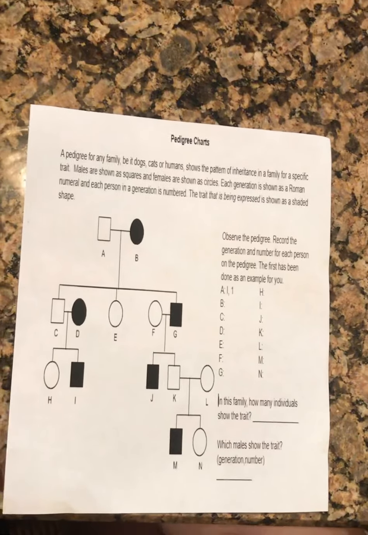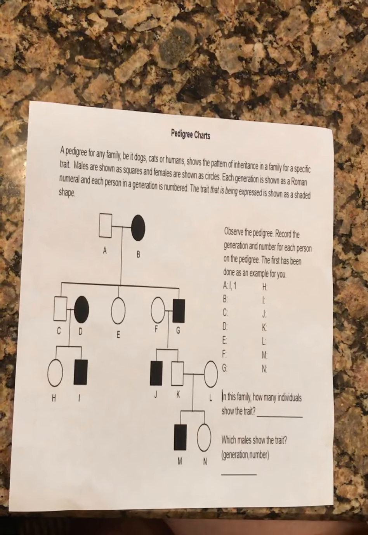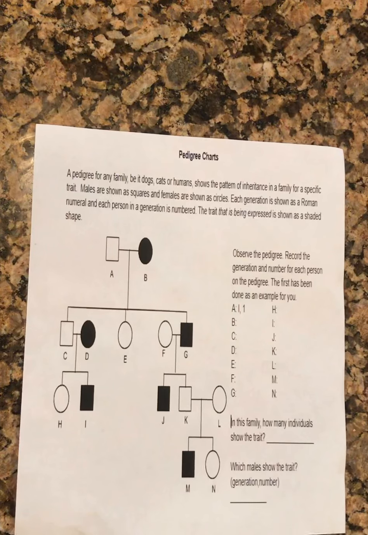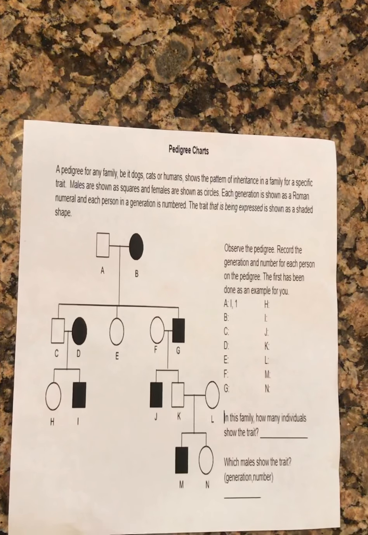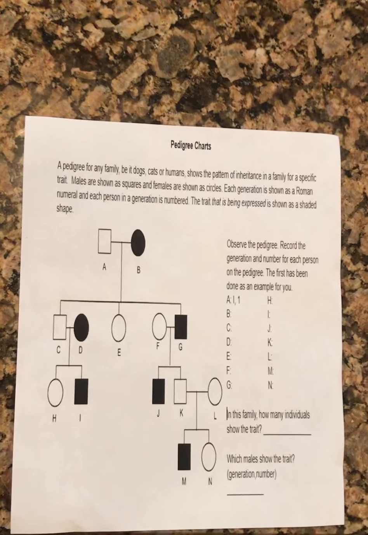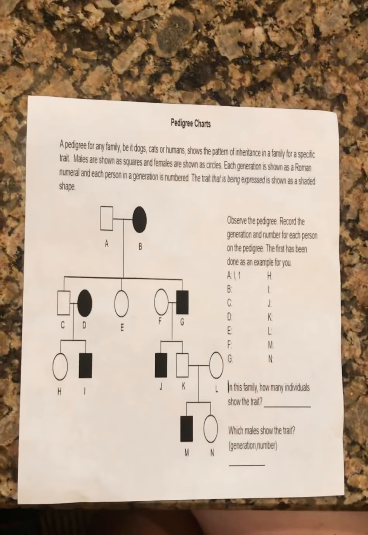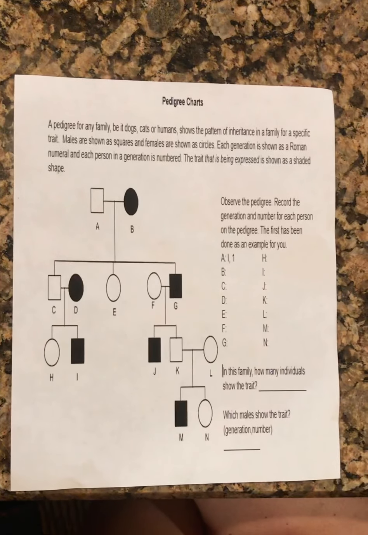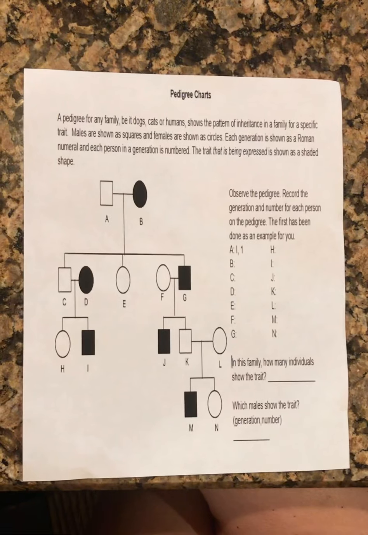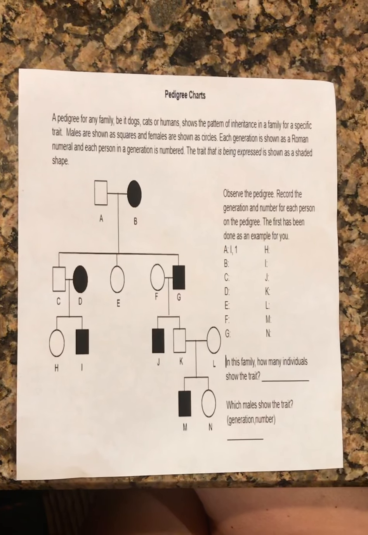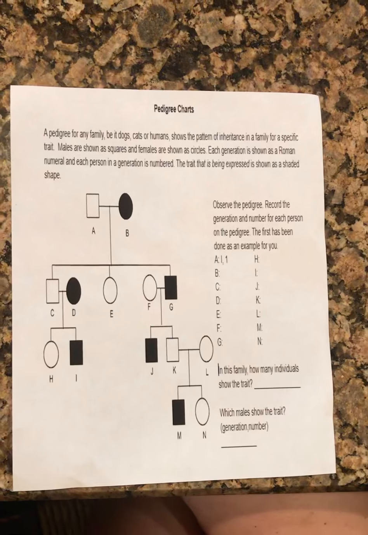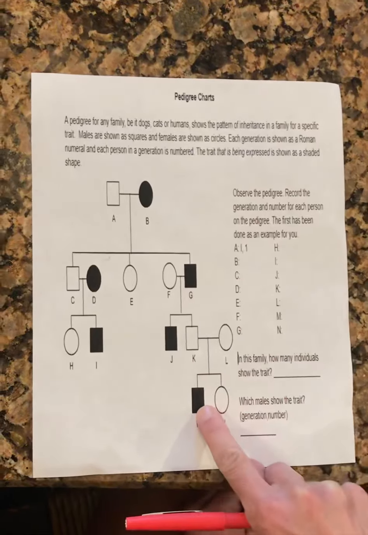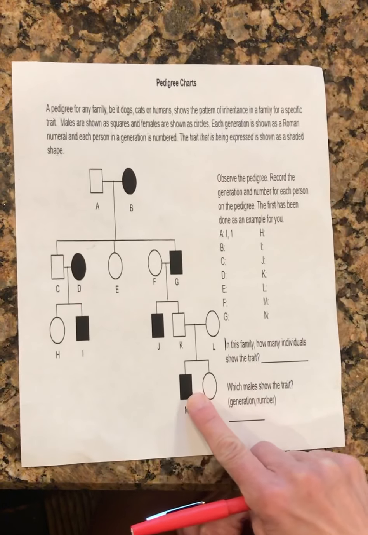All right, so here's an example of the pedigree chart that was posted with the PowerPoint. Reading the top, it says a pedigree for a family, be it dogs, cats, or humans, shows the pattern of inheritance in a family for a specific trait. Males are shown as squares, females are shown as circles. Each generation is shown as a Roman numeral, and each person in a generation is numbered. The trait that is being expressed is shown as a shaded shape. So the ones that are darkened in have the trait that we're looking for.